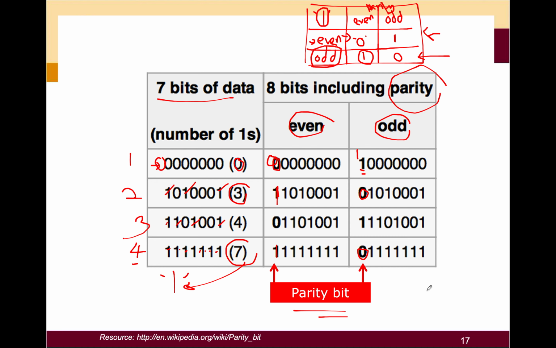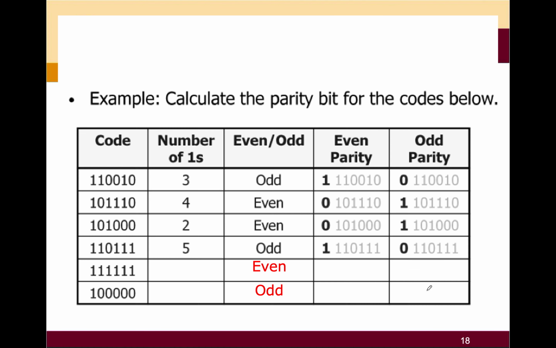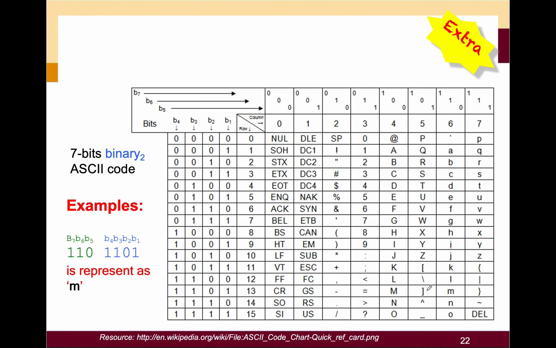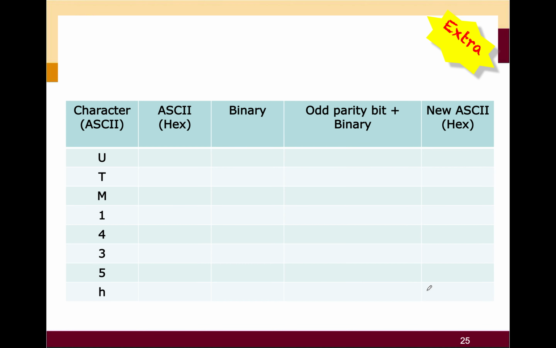Simple, but after this you will use this in the ASCII code. So this table, not this one, I want you to do. This one you can also try, but I want you to do the other one. Where is the table? Okay, later on this one.